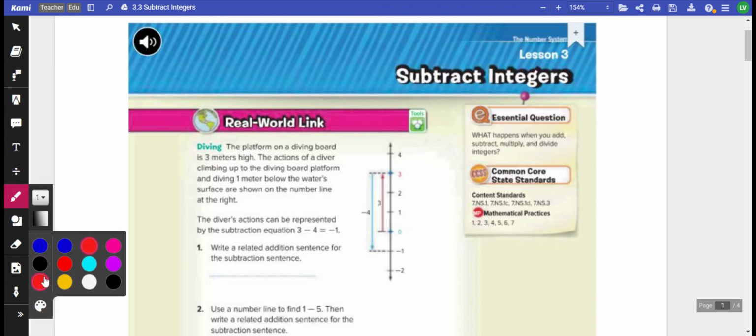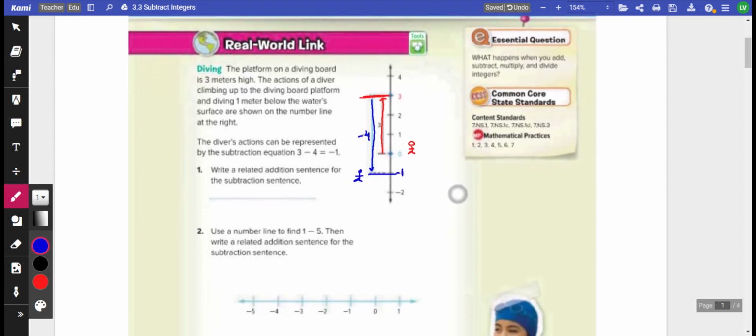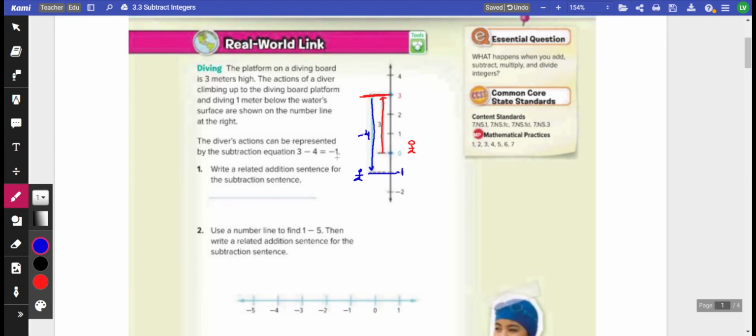So to demonstrate this, if you were the diver, you start here at ground level. Then you increase to 3 because this is your diving board. Then, as you dive off, you wind up at -1. That means that you're a meter below the water. So in order to show that, that is -4. So this is where you wind up at the end. So the diver's actions can be represented by the subtraction equation 3 minus 4 equals -1.